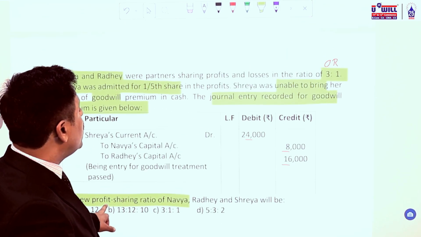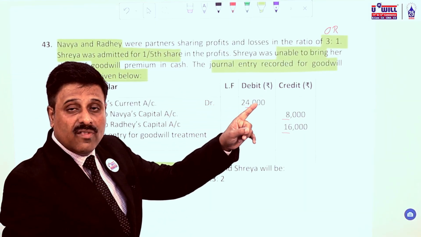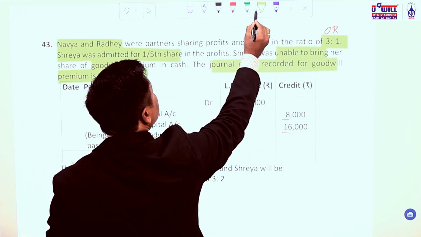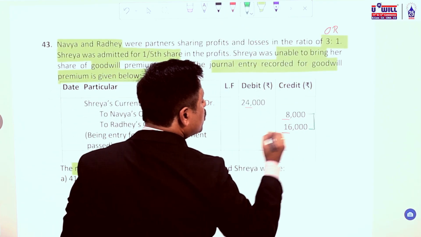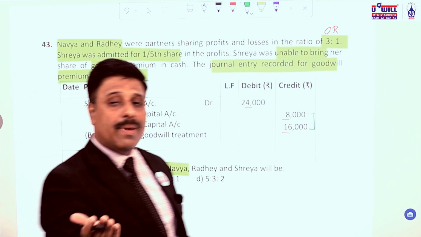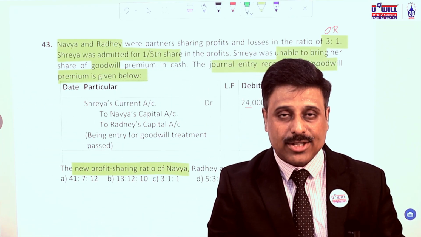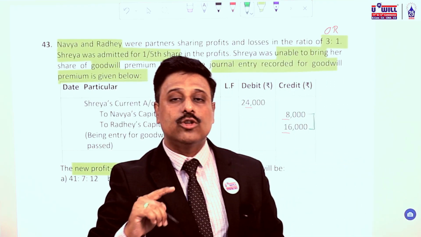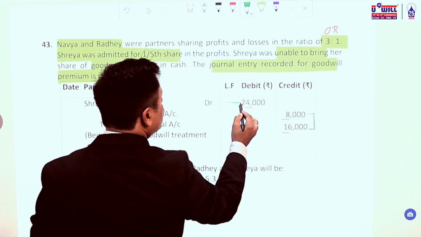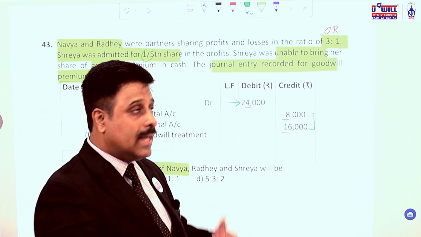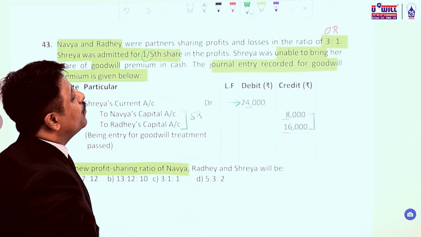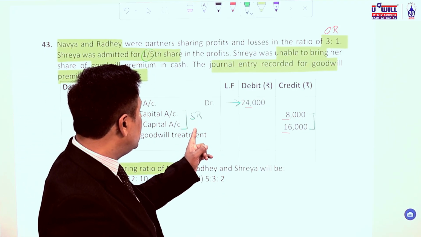Now, how do you find the new ratio? Old ratio is already given. From that, if you subtract the sacrifice, you'll get the new ratio. And how do you get the sacrifice? You get the sacrifice from this information. Because in goodwill's entry, what do we pass? New partner's current account debit, if the new partner is not able to bring cash, with goodwill into his share. Means goodwill into 1/5. But that amount is already given, 24,000, that is of no use. To old partner's capital account, we always credit in sacrifice ratio.